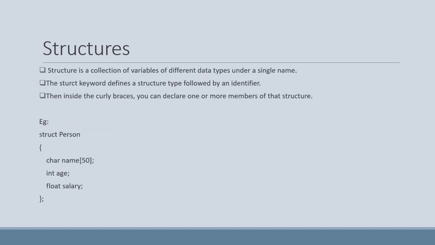Structures. A structure is a collection of variables of different data types under a single name. So far we have learned about many types of variables. We have learned about single valued variables such as int or float. We have learned about multiple element variables such as arrays. Now, a structure is another type of variable, a collection of variables under a single name, where I can store different types of variables.